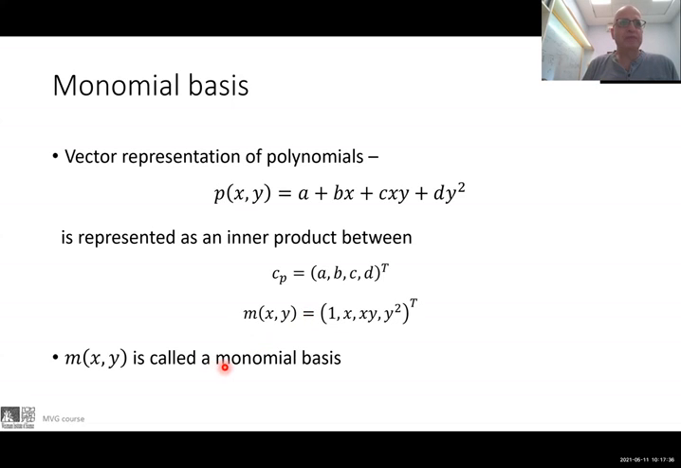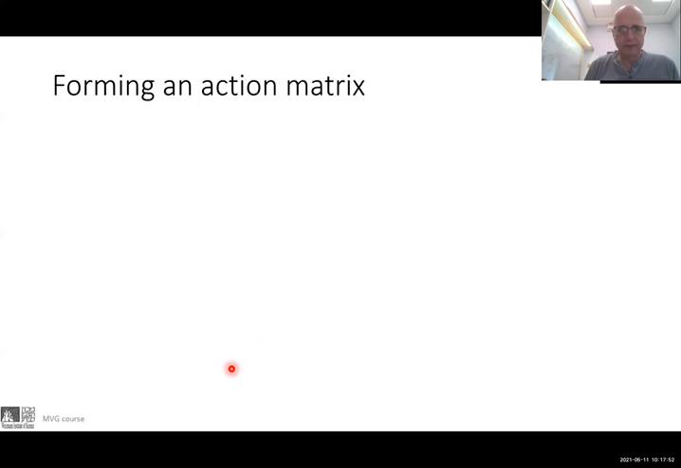We call m(x,y) a monomial basis. Even though it's a vector, we call it a basis because we can plug in different x and y here. So m(x,y) is a monomial basis. Okay, what we are going to do is to form what we call an action matrix.